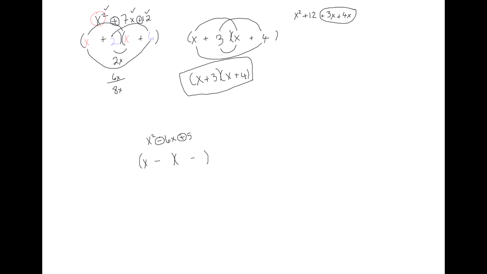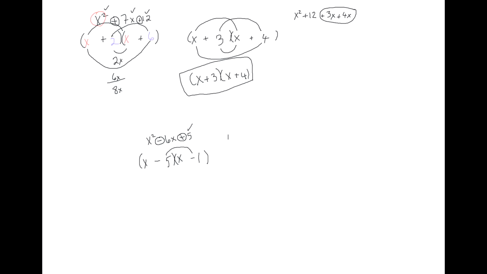X and X. And what am I going to try for 5, to multiply to give me 5, but add up to give me negative 6? Not many choices with the 5. Negative 5 and negative 1. Okay, so negative 5 and negative 1. Negative 5 times negative 1 is positive 5.